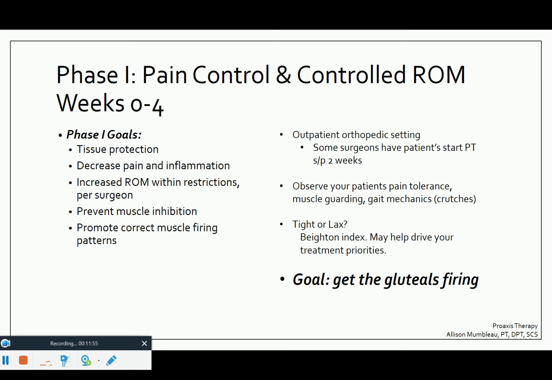Meanwhile, if you have the prototypical 16 to 20-year-old female who has high laxity, you're going to work a lot on stabilization, not only core but hip as well, and quadriceps too. So you want to make sure that you understand the dynamics of the individual you're working with.